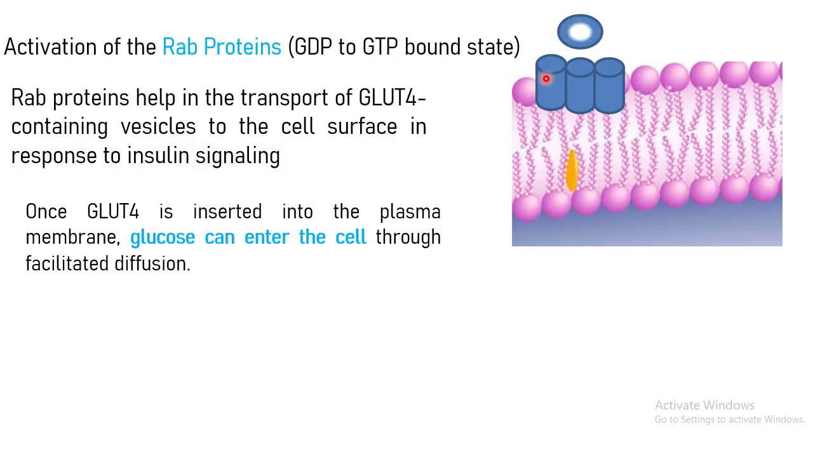For example, if that is the glucose present outside the cell, once this GLUT4 has been inserted into the plasma membrane, the glucose can actually move into the cell, and that glucose can be utilized for a variety of purposes. For example, for the production of ATP, and that can also be responsible for the growth of the cell. So this is how glucose is transported into the cell utilizing the insulin signaling pathway.